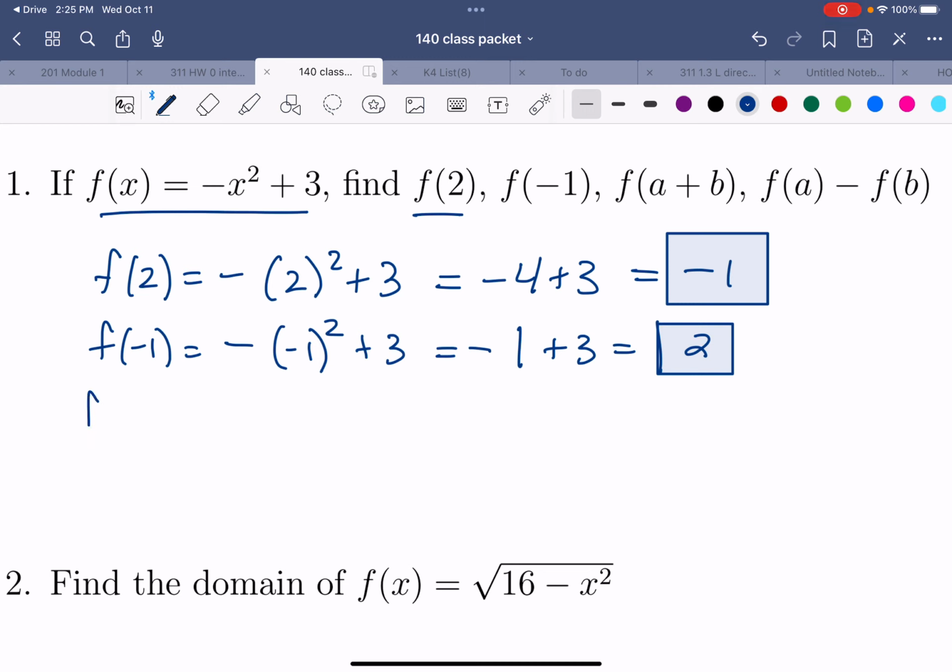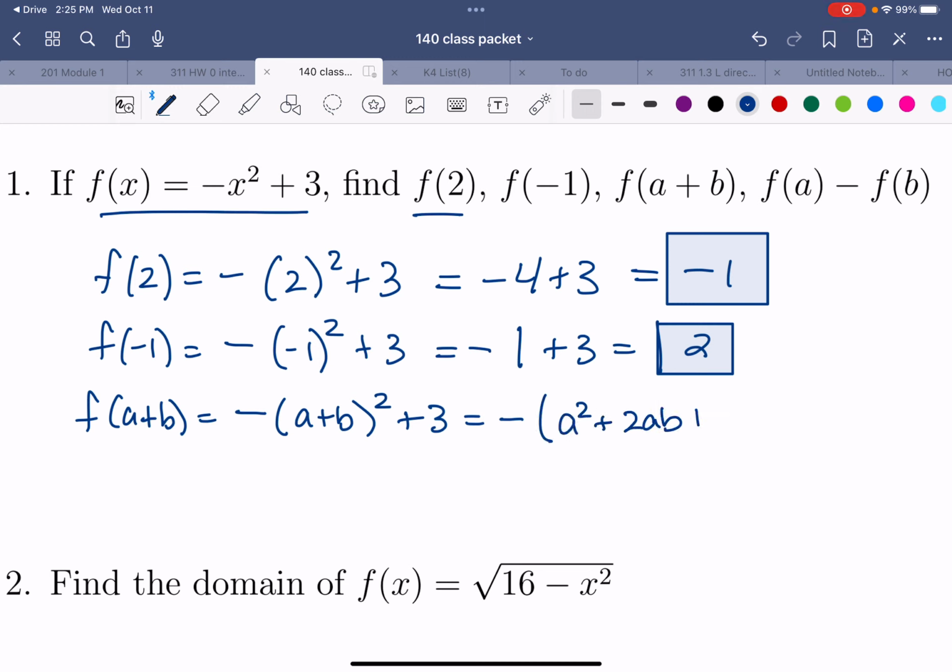Then they want f of a plus b. That means that I take the x out and I replace it with an a plus b. So minus a plus b in place of the x, square it, plus 3. If we want to simplify it, then we square that. So negative and a plus b squared is your a squared, plus 2ab plus b squared.